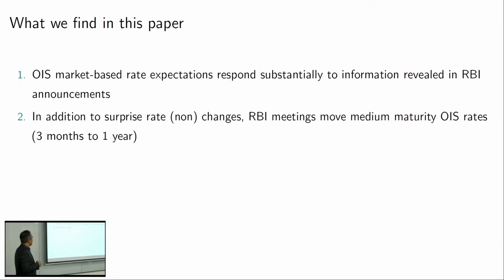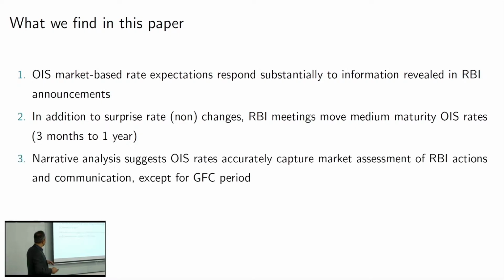So the way I'll show you is that controlling for what happens to the short end of the OIS curve, the medium end, let's say 6 months to a year, moves independently. Okay, so it seems like the market is gleaning some information from what the RBI is saying, and I'll have more details to say about that.